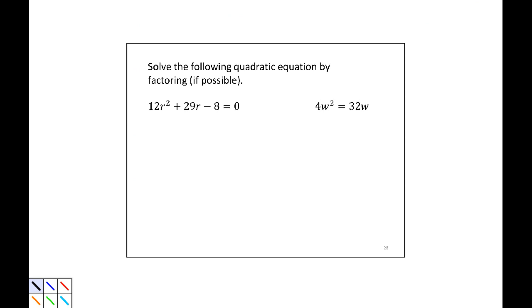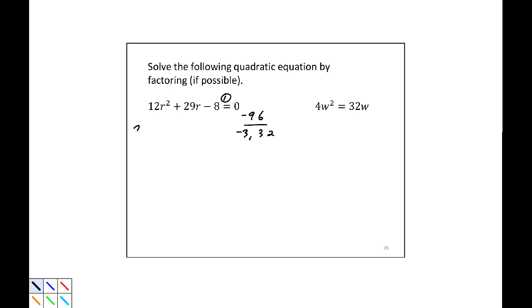Solve the following quadratic equation by factoring. Now, this one is already in the form, the quadratic expression equals 0. So we can attempt to factor this. And there is not a greatest common factor, so I need two numbers that multiply to be negative 96 that add to be 29. All right, let's see. Negative 96. I need to add to be 29. Okay, looks like 3 and 32 work. We'll have a negative 3 and a positive 32.